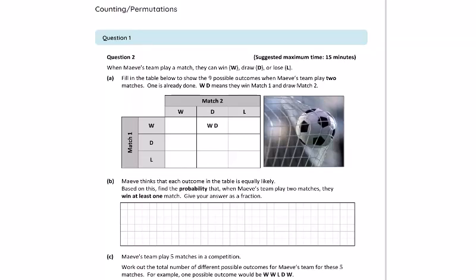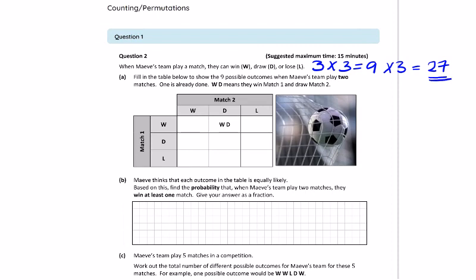In this video, we're going to look at permutations, or counting and permutations, as it's called on your study click list. So May's team play a match, they can win, draw or lose. So there's 3 outcomes. If they play 2 matches, there's 9 outcomes. If they play the 3rd match, there would be 27 different outcomes possible. Hard to believe, but there are.